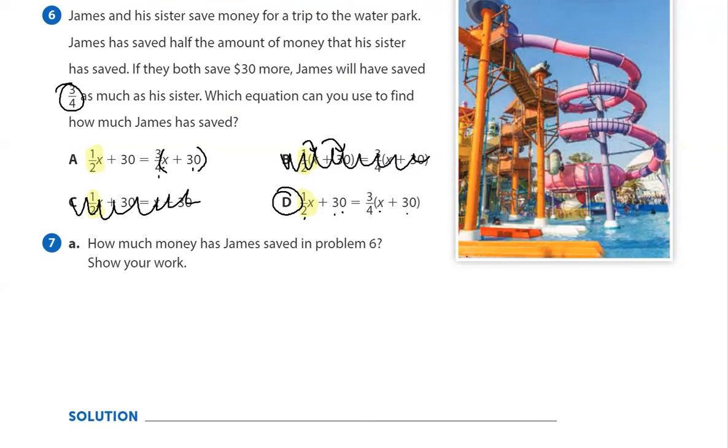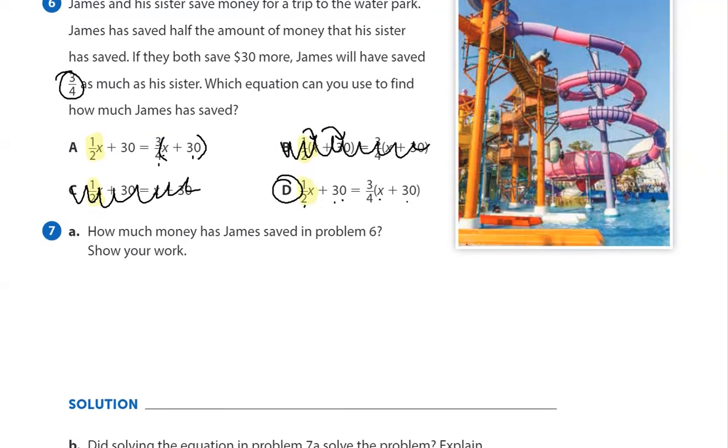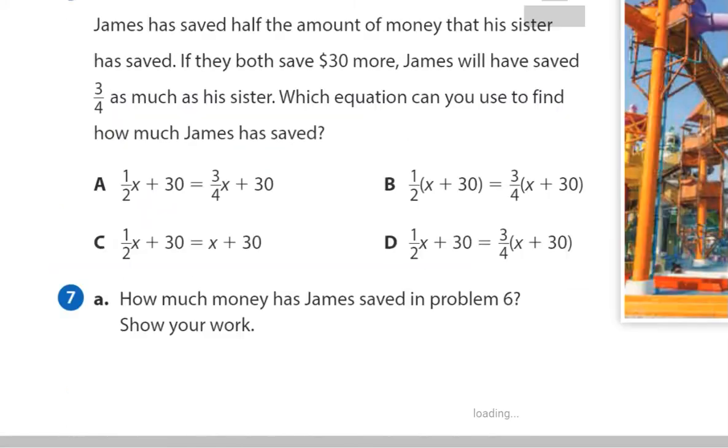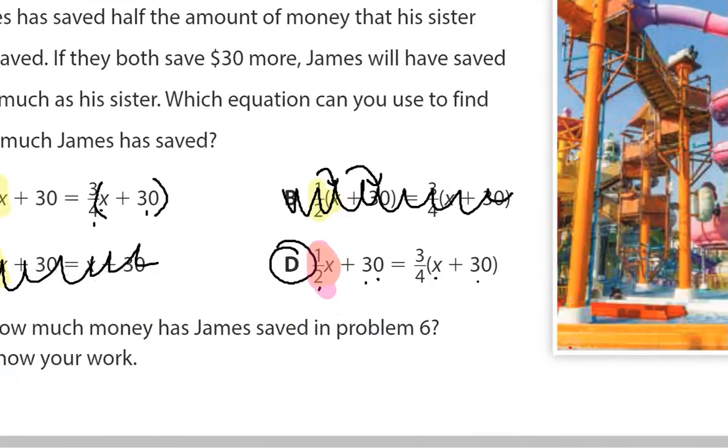Okay, number 7, now we're going to solve this. We're going to see how much money James has saved in problem 6. And if you recall, James saved half as much as his sister. So X is his sister's savings, and he saved half of that. I'm going to have to zoom in a bit because they didn't give us a lot of working room here. So I need to be able to write tiny.